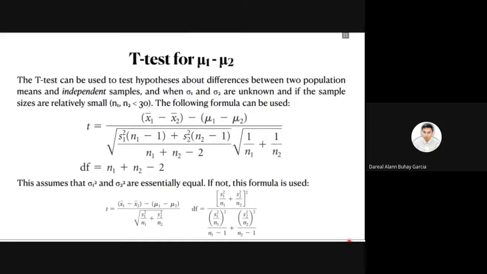T-test for mu1 minus mu2. The techniques from the previous slides are used whenever the population variances are known. In many occasions, statisticians test hypotheses about the difference in two population means and the population variances are not known. If the population variances are not known, the Z methodology is not appropriate. This slide presents methodology for handling the situation when the population variances are unknown. That is, sigma 1 and sigma 2.